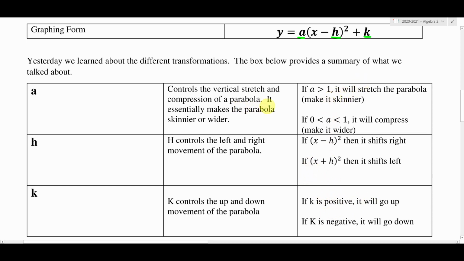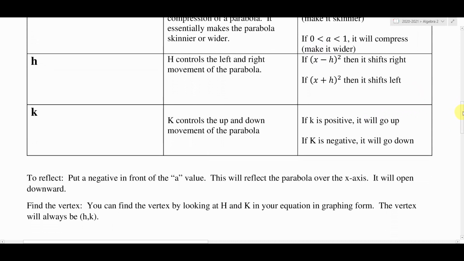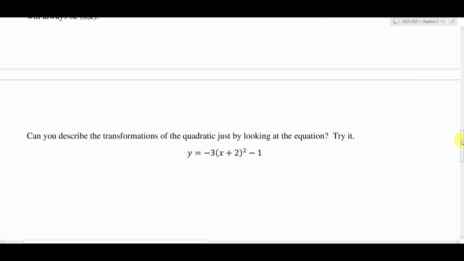So if we see something where it says vertically stretch the parabola, we know that we need an a value that's greater than 1. Okay. Some other little things that we talked about, if I wanted to reflect, or make the parabola open downward, we've got to put a negative in front of the a value. And if we want to find the vertex, we just need to look at what h and k are. And we'll see an example of that in today's problems. All right. So if you need to read through that again, that's pretty much a summary of what we learned yesterday. And now we're just going to go and apply it in a few problems.